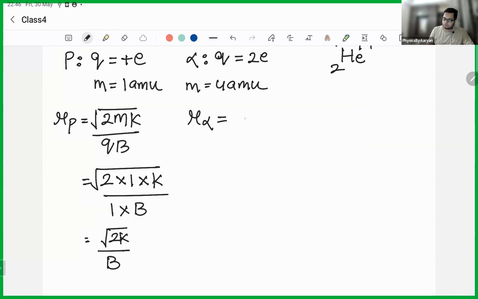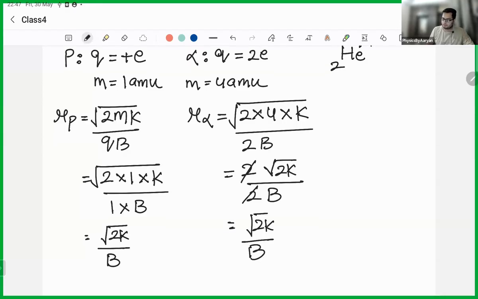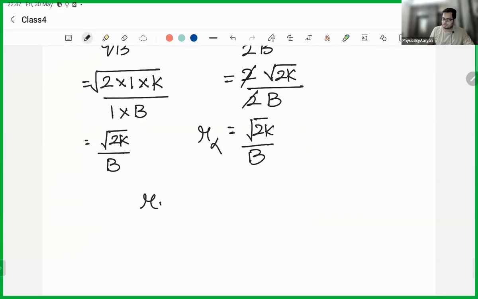Now you find alpha particle. So charge is 2, mass is 4, mass of alpha is 4. Kinetic energy of both is same. Charge is 2 and b is b. Now you take the under root of 4. Under root of 4 is taken out, you get 2. Inside you have 2k and you have 2b. 2 and 2 cancel, you get under root 2k by b. So you can clearly see that proton and alpha particle have the same radius. So the ratio is 1:1.